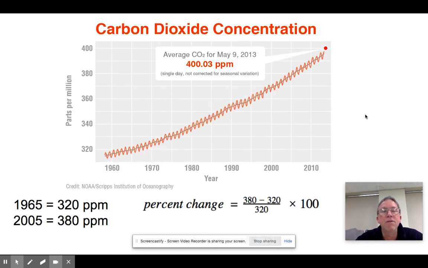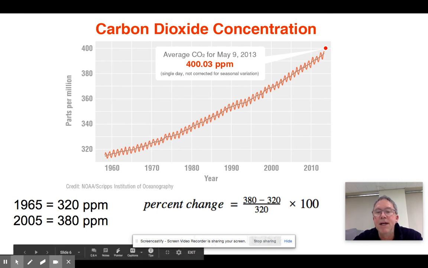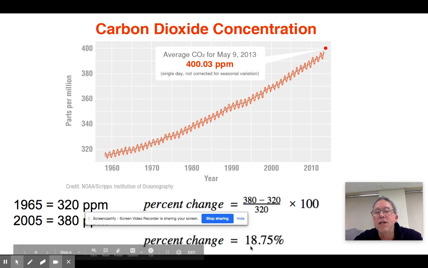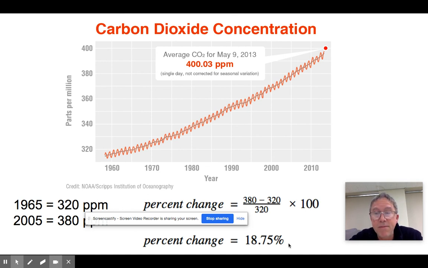Well, what we've got to do first is figure out what was the CO2 level in 1965. In 65, it was 320, okay? Now I go over to 2005, and it looks like it was 380. So this is the final amount. So final, 380, minus starting, 320, divided by starting, 320, times 100. And let me move this out of our way here so we can see that the percent change is 18.75%. And it's positive, meaning it went up. It's an increase. Okay, that's all you have to do.